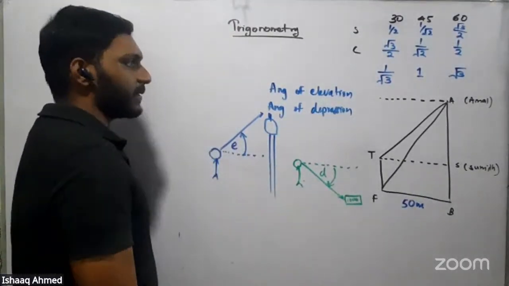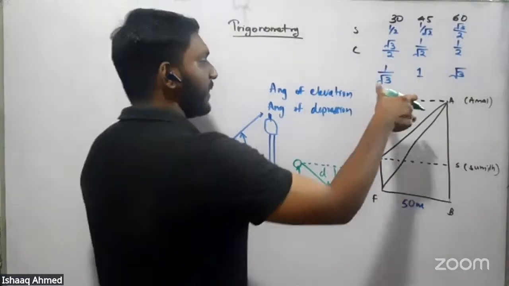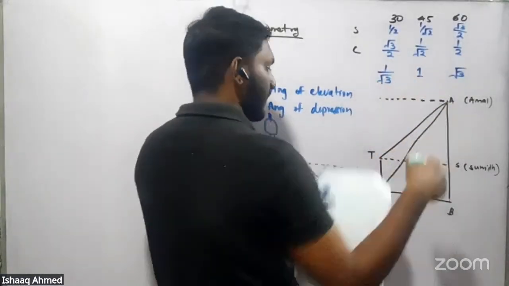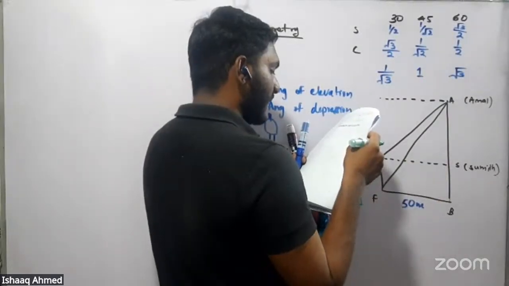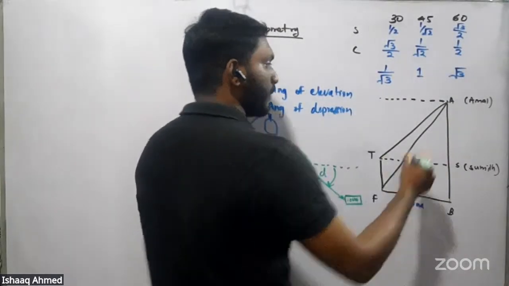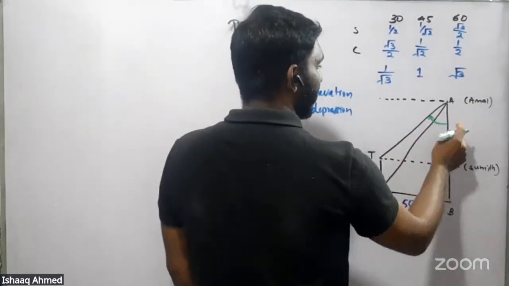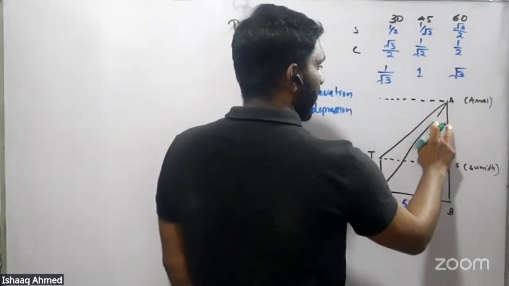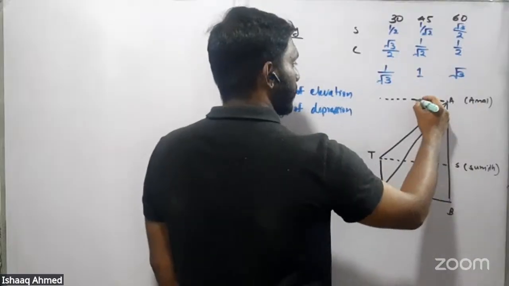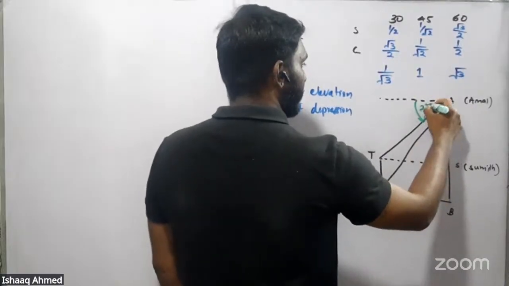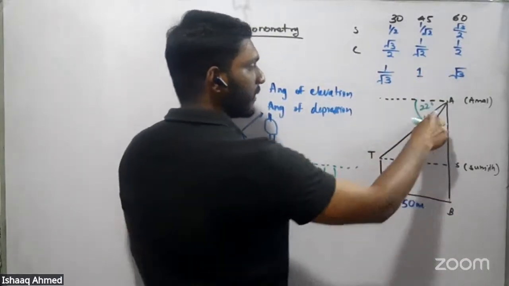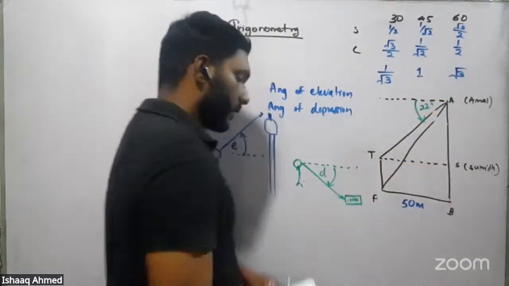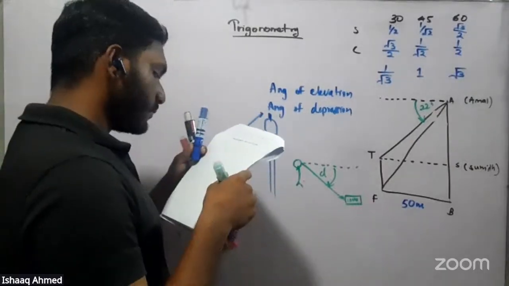So this is depression. That means Amal, from his eye level, if he looks at the tree, he looks at the tree with an angle of depression 22. That means, is this 22 degrees? No, no. Amal's eye level is here. So he has to look 22 degrees down to see the top of the tree. Understood?